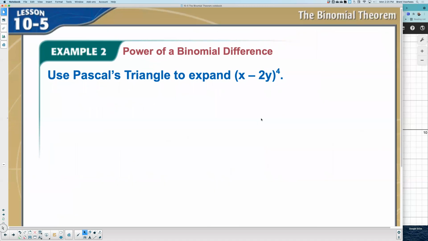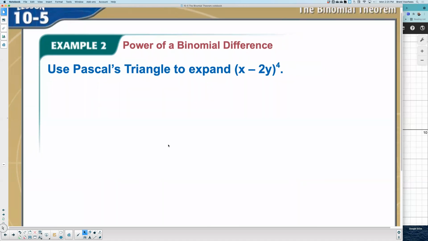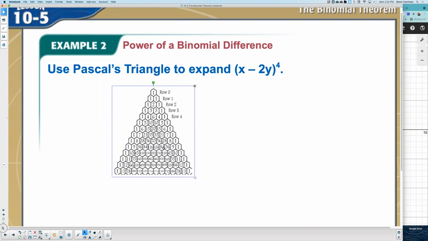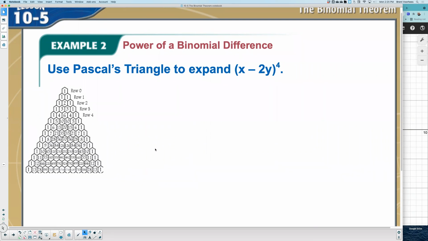All right, so now example 2, it says use Pascal's triangle to expand this. Well, I'm going to change the instructions here for the sake of time. What I'm going to do is we're just going to find one term at a time. And so let's just say use Pascal's triangle to find the third term of this problem. So first, what row would you be looking on Pascal's? You go to row 4.